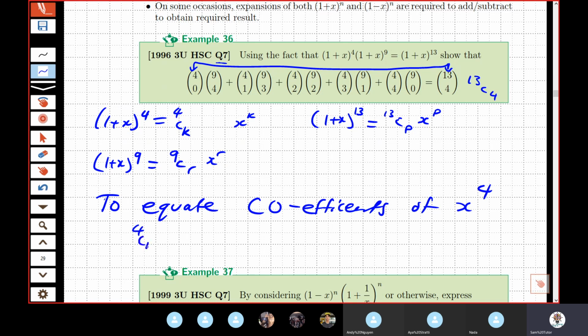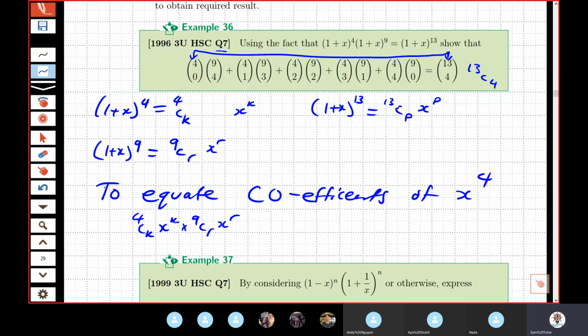Once you know that, you multiply these together. So what's this? 4 choose k x^k times 9 choose r x^r. What must k be? Then r is going to be? If k is 4, you're going to get x to the power of 4, and then what should r be? When you multiply these, you're still going to have x^4, so r is 0. If k is 3, what should r be? 1. K is 2.